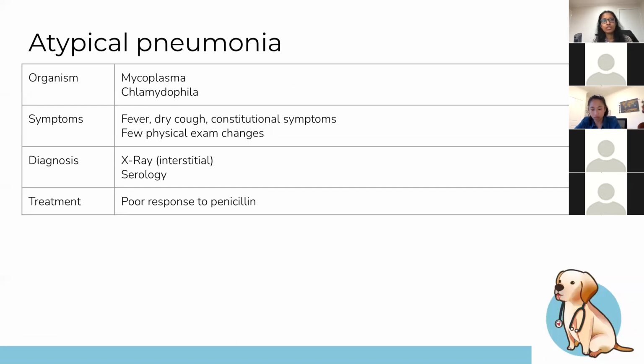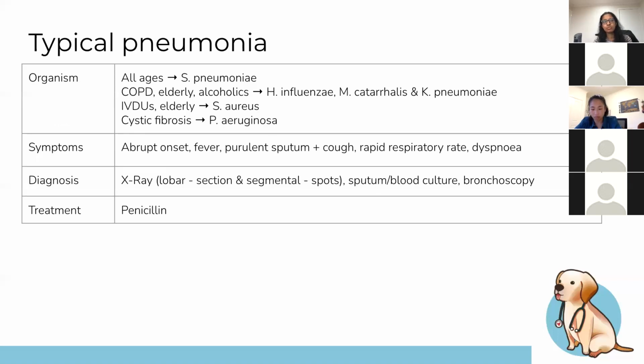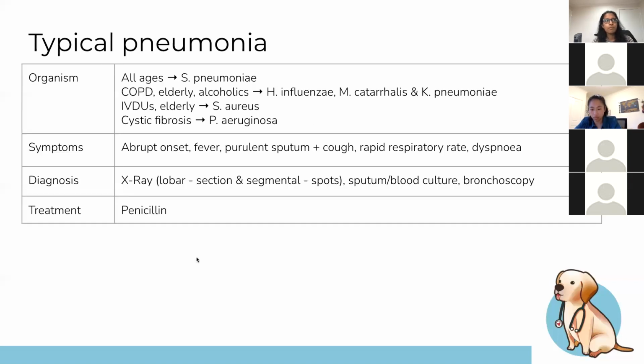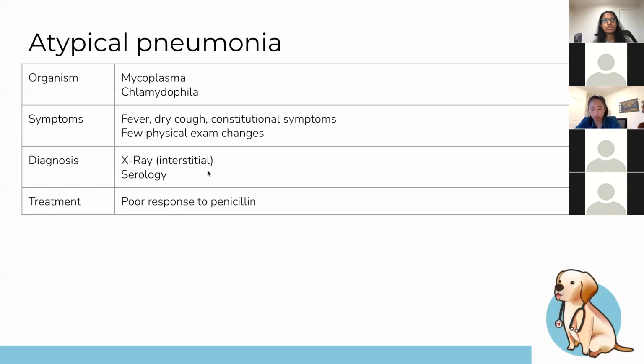What's also where the money is in terms of the difference between atypical and typical pneumonia is the symptoms. Typical pneumonia has an abrupt onset, a fever, sputum, and coughing. On the other hand, with atypical pneumonia, you won't have any sputum at all. You only have a dry cough, and it's not abrupt onset. It's also got very few physical exam changes, which makes it quite annoying. For diagnosis, on x-ray typical pneumonia gives you a very typical lobar pattern, whilst atypical pneumonia gives you an interstitial kind of pattern.